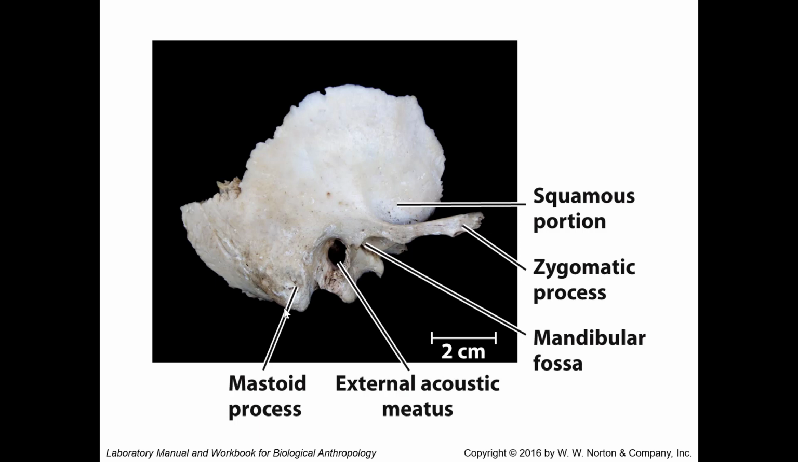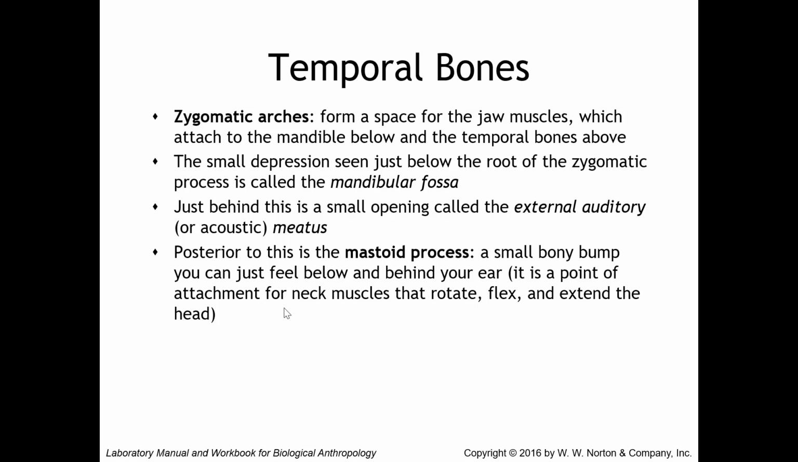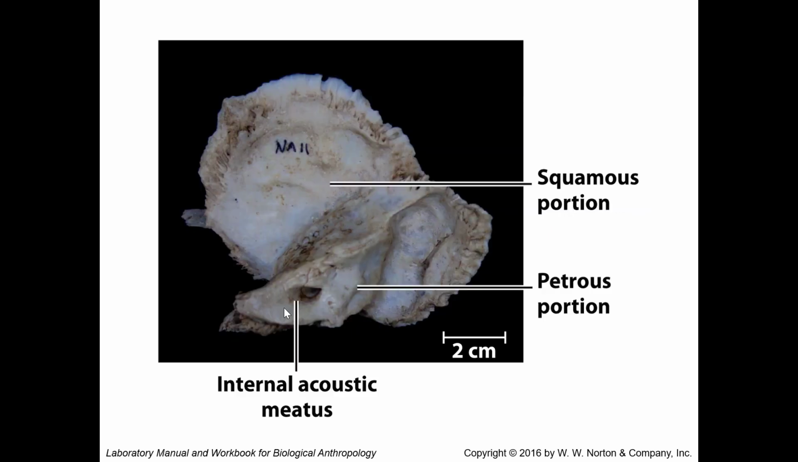It's a point of attachment for our neck muscles that rotate, flex, and extend the head, right? So it's a very important bone projection for those muscles. So here we can see a lateral ectocranial view, right? Actually, no, this would be a medial endocranial view, sorry, of the human right temporal bone.